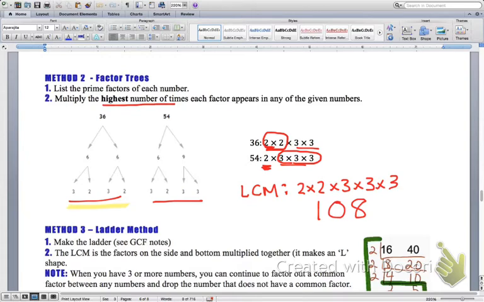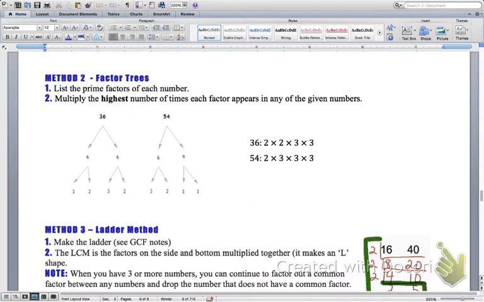Now, if you still need more examples, go ahead and go to Canvas, Module 3, look for the section Additional Resources, and there's more videos on how to find prime factorization and the LCM through prime factorization. So again, there's more examples there if you want to see more, but I'm going to focus on the third method, which is the ladder method.